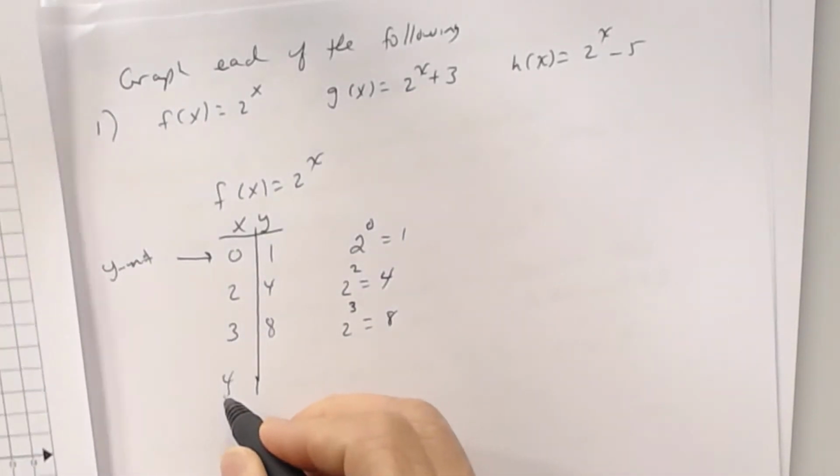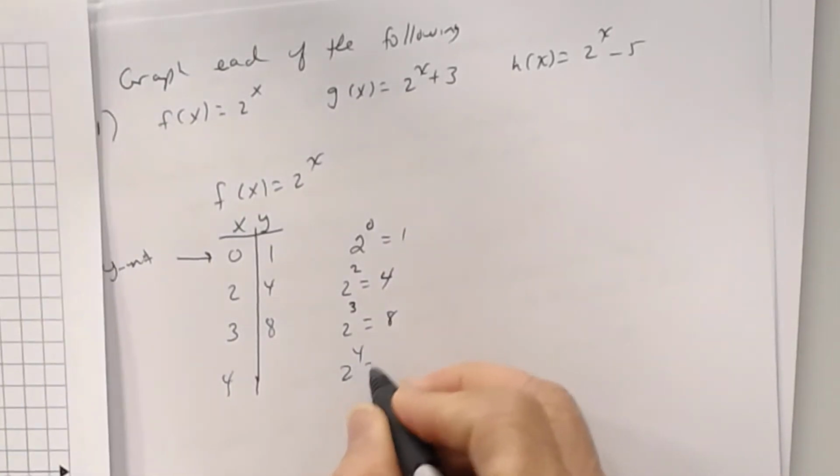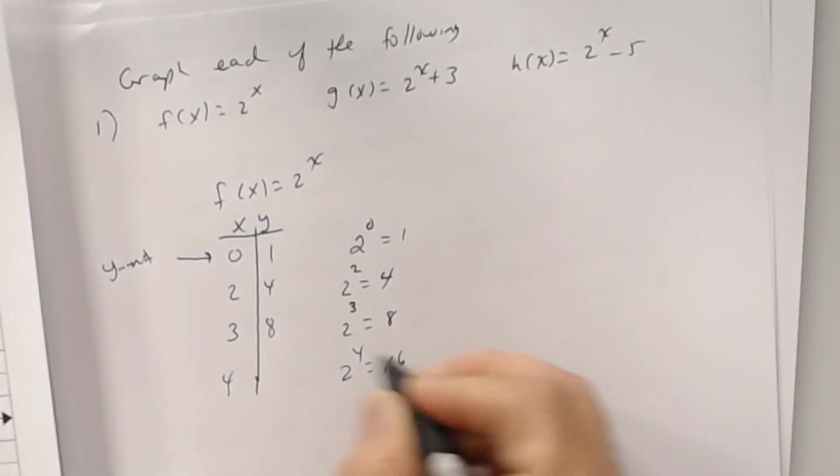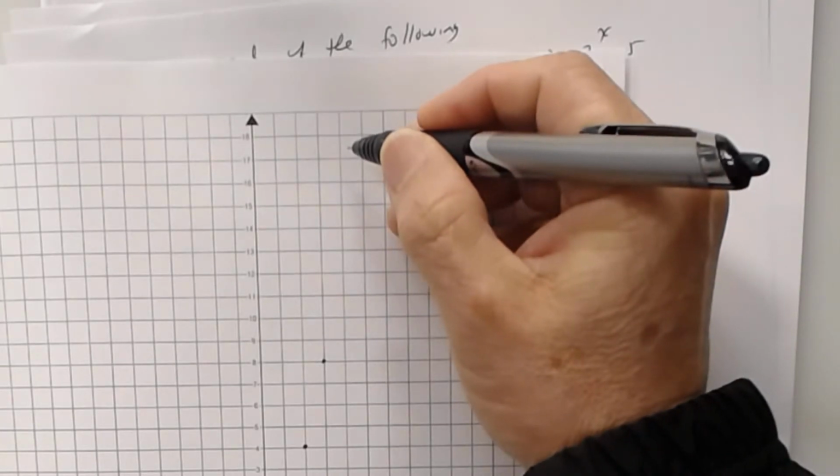If x is 4, and I think I have enough space here, if x is 4, I get 2 to the 4th, which is 16. So I'll plot the point for 16. I want you to notice something. You see the idea of rising rapidly?